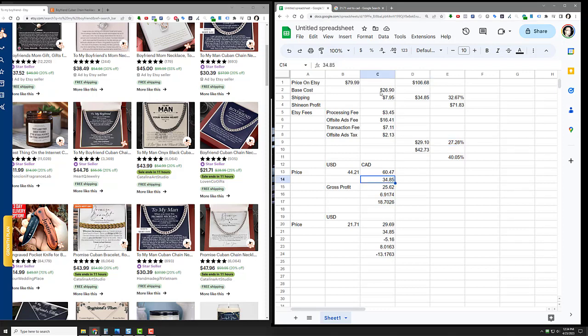So from Shineon's point of view, every time anybody makes a sale, no matter what, they get paid $26.90. That's their base cost on this particular product, the Cuban chain. So Shineon's goal, of course, is to get people selling as much as possible. The only problem is whether the seller actually makes a profit or not, and that's not really their concern.